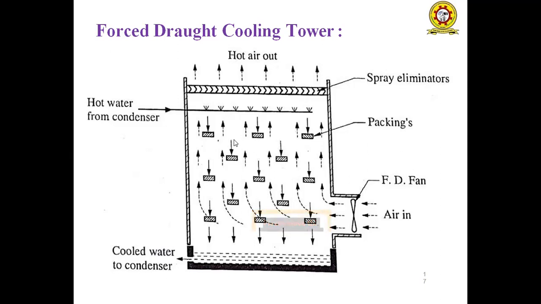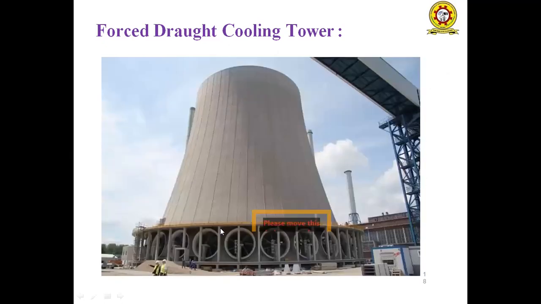Here the hot water comes from the condenser, and there is a packing through which the air is passed. From this passing air there is an exchange of heat, and the hot water is converted into cold water. This cold water is collected at the bottom, and the hot air passes through the eliminators and is released to the atmosphere. There are spray eliminators in which we eliminate some of the dust particles, and the cooled water collected in the forced draught tower is sent to the condenser for the recycling process. So this is the forced draught cooling system.